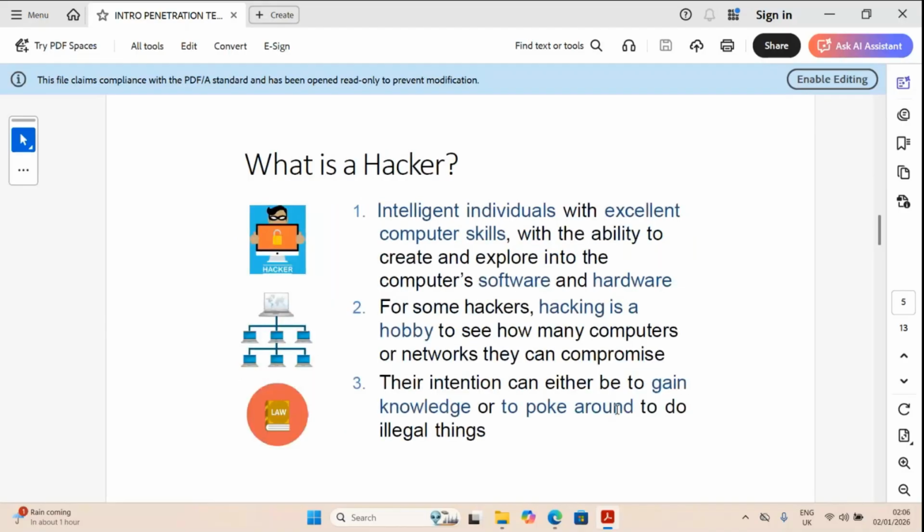What is a hacker? Obviously, it's an intelligent individual with excellent computer skills, with the ability to create and explore into the computer software and hardware. For some hackers, hacking is a hobby. Their intention can either be to gain knowledge or to poke around to do illegal things.